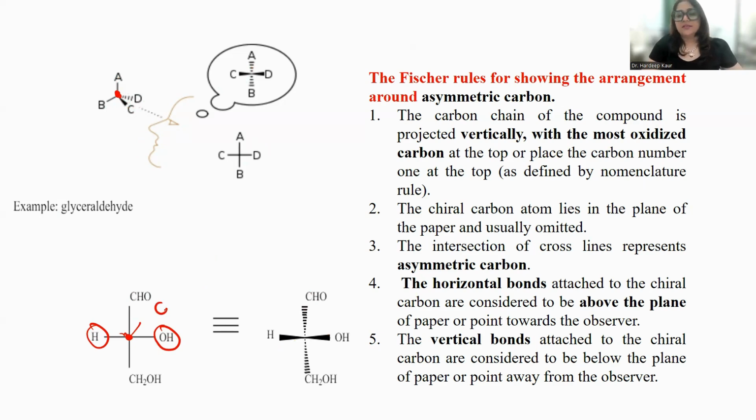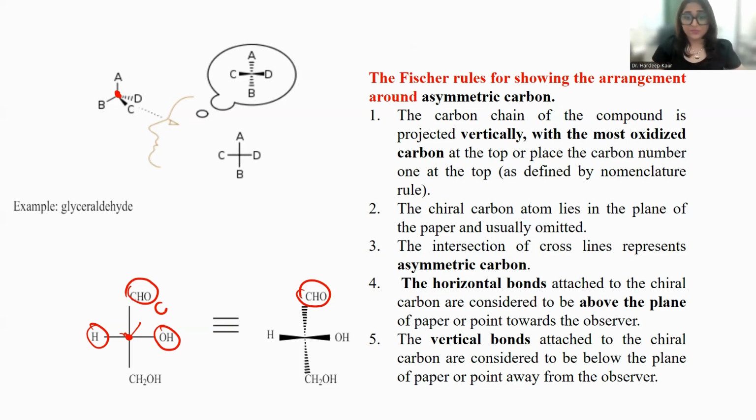Okay. So we say the carbon chain of the compound is projected vertically with the most oxidized carbon at the top. So in this, the carbon in the most oxidized form, like CHO, is always placed on the top of the vertical plane. And you can say this is a nomenclature rule. The carbon that lies in the plane of the paper is usually omitted.